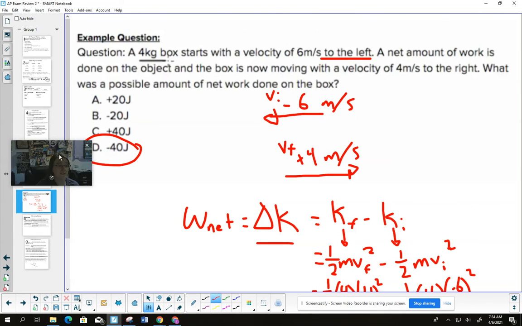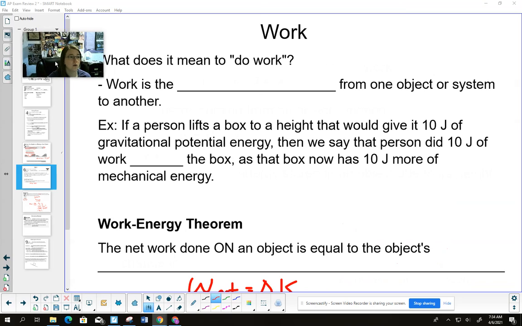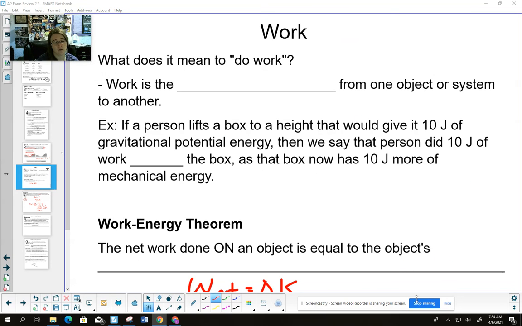Once again, that was a very quick overview of energy and work. We're going to come back together and work through a couple more problems before we go on to our last section.